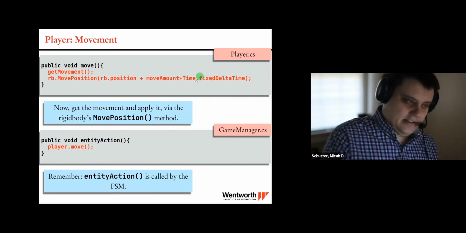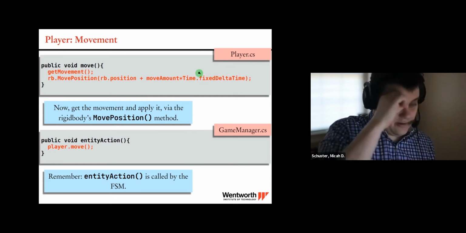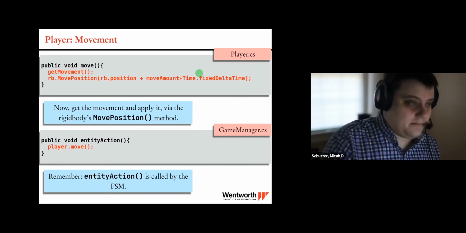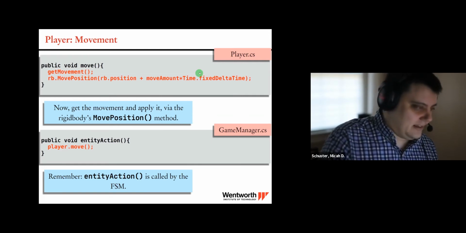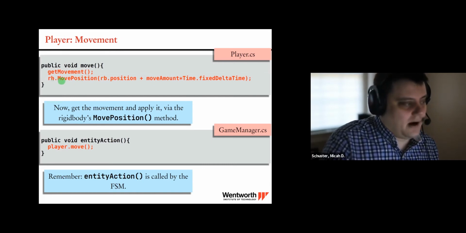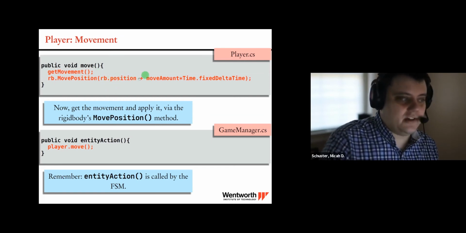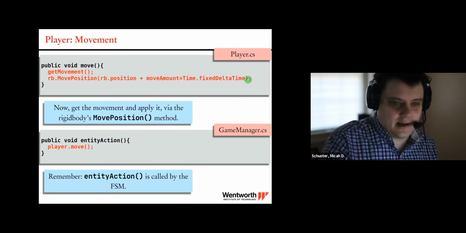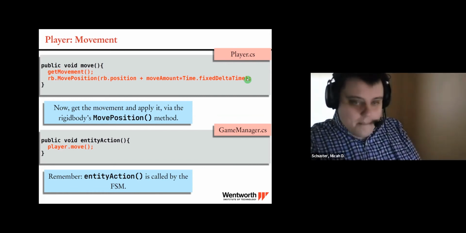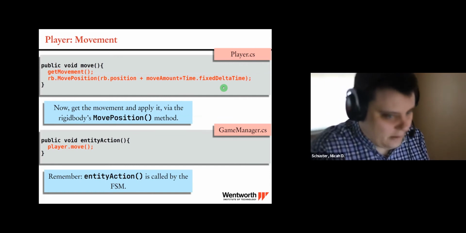I have fixed delta time here. We actually don't need that nowadays. There was a relatively recent update that made it so that it uses the appropriate delta time where you want to have it. And eventually we're going to move this rigid body calculation out of this move function. So for now, we're just going to do rigid body dot position plus move amount times time. That move amount is a vector multiplied by something small, and we only move a little bit every single frame.